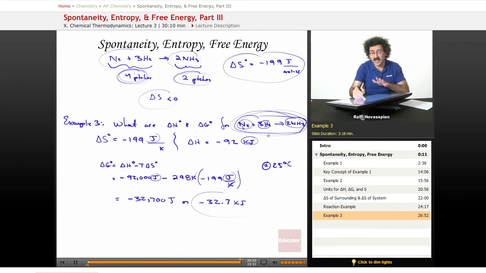If I left this reaction alone, eventually it'll happen. Doesn't tell me how fast it will happen. That belongs to the domain of kinetics.